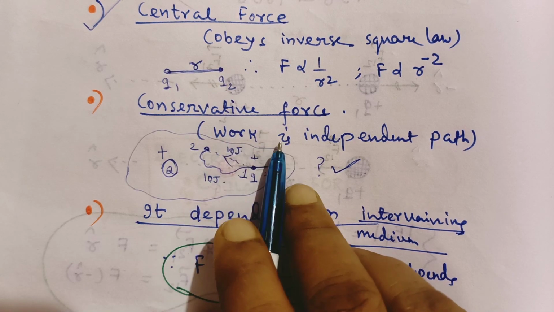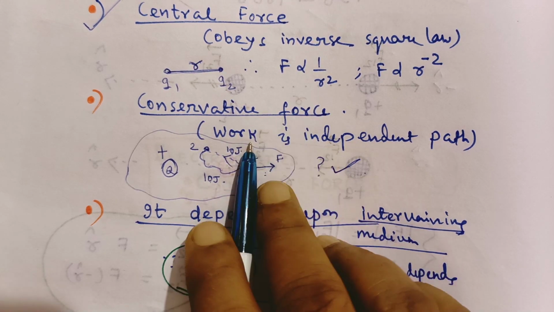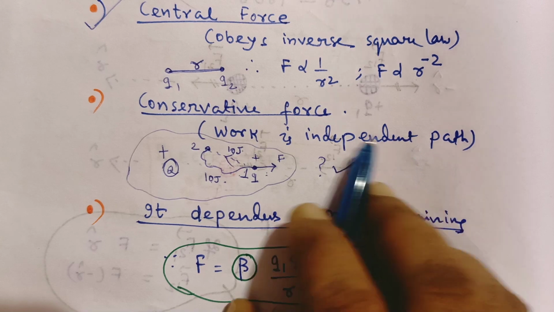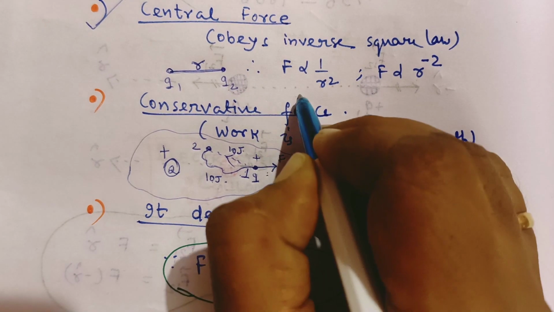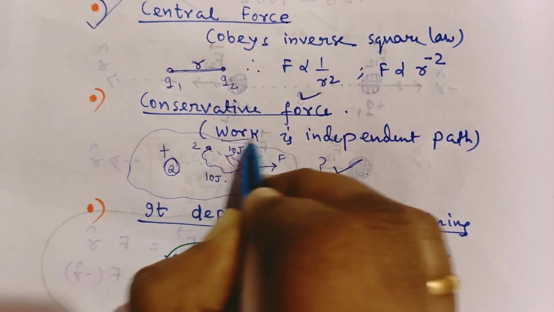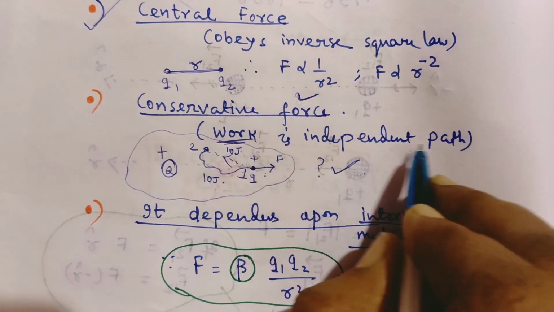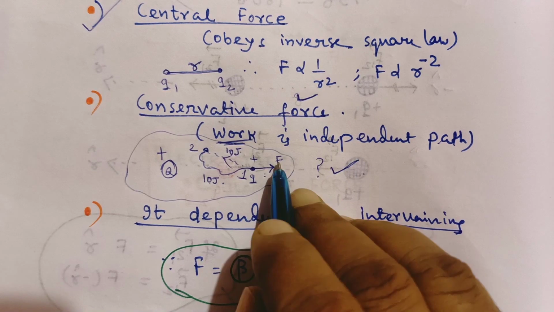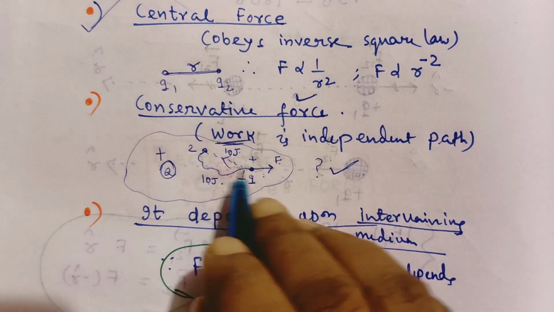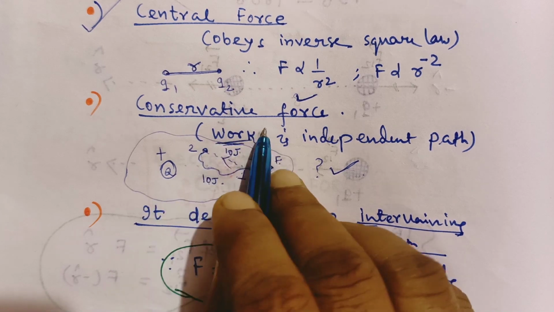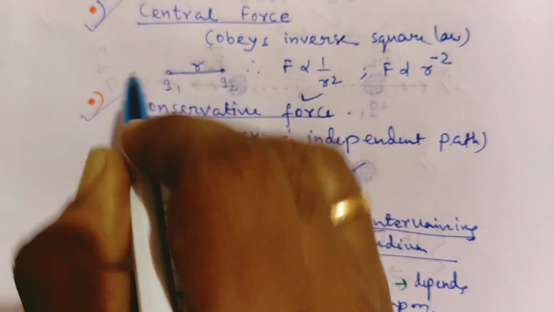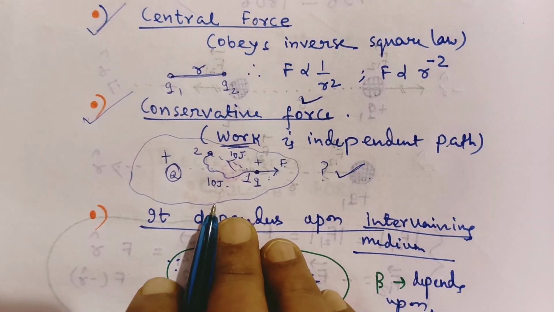Now keep in mind what a conservative force is. If a question asks what a conservative force is, your answer should start from work. If work is independent of path, the force responsible for that work is a conservative force. Now just remember the properties of the electrostatic force. One of the properties is that it is a conservative force.